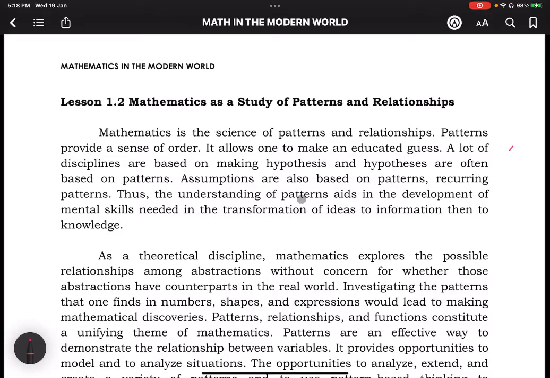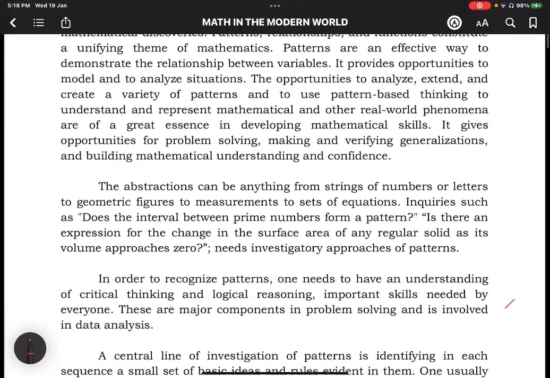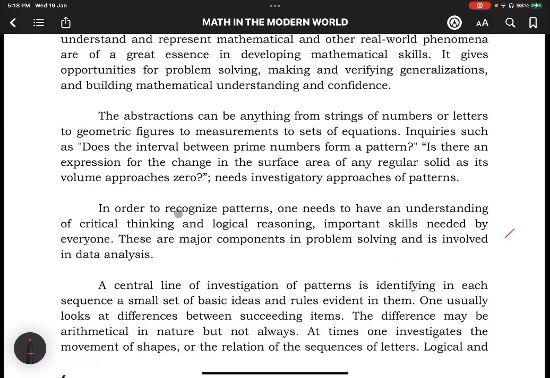Thus, the understanding of patterns aids in the development of mental skills needed in the transformation of ideas to information, then to knowledge. So how can we understand the pattern? Yun ang ating pag-aaralan in this lesson. In order to understand, we must learn how to recognize patterns. Now, in order to recognize patterns, one needs to have an understanding of critical thinking and logical reasoning, important skills needed by everyone. These are major components in problem solving and are involved in data analysis.